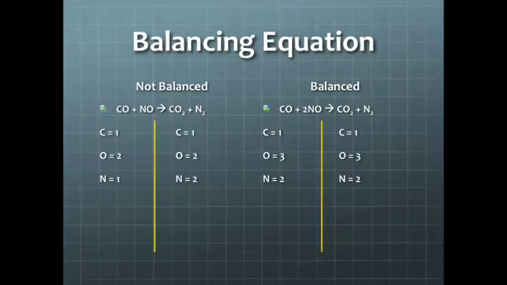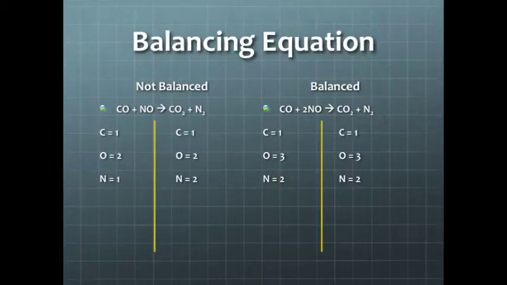So by adding the coefficient of 2 in front of nitrogen oxide, I was able to get the amount of nitrogen atoms on both sides equal. But in doing that, I also changed the amount of oxygen atoms on both sides. Instead of being 2 and 2, it's 3 and 3. And the amount of carbon atoms stayed the same.